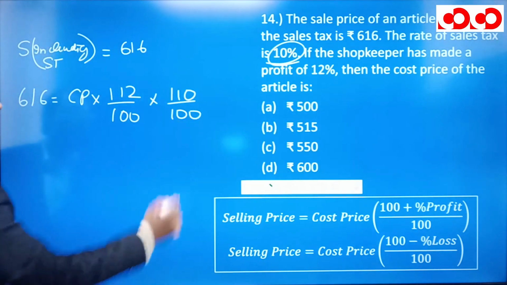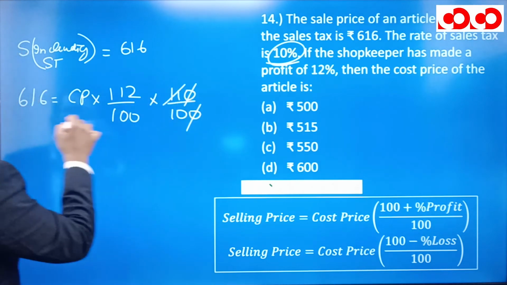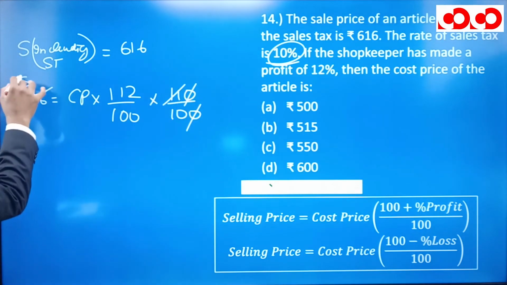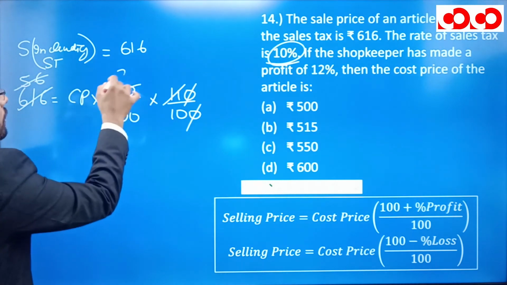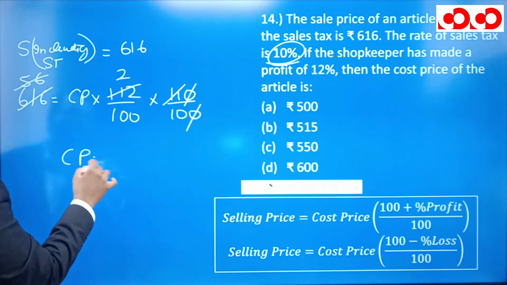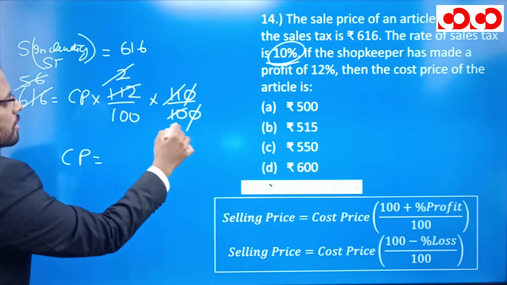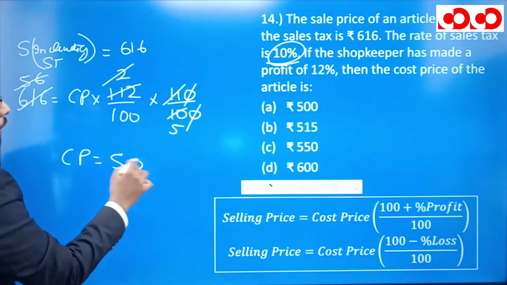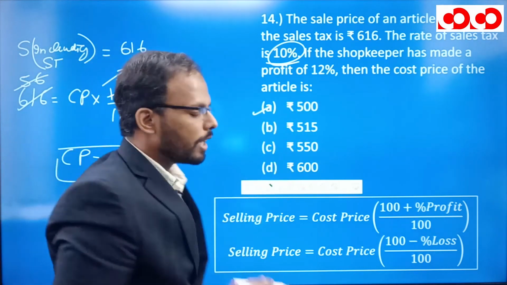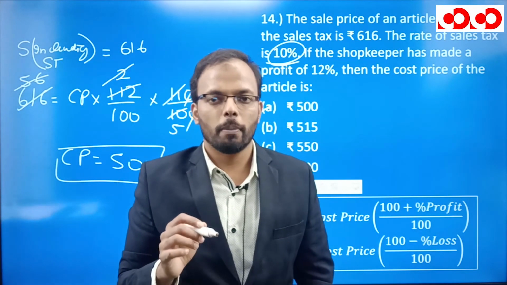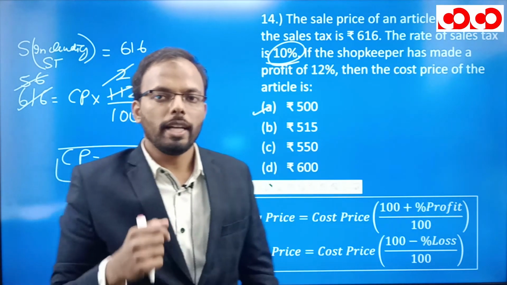As simple as that. If I cut it by 0, this 11 can be cut by this 56 times. And again 112 will go twice with here. And the cost price is going to be, see, this 2 will get cancelled by this 10 5 times. So cost price is what? 500 rupees. So option A is correct for this problem. Let's move on to the next question.